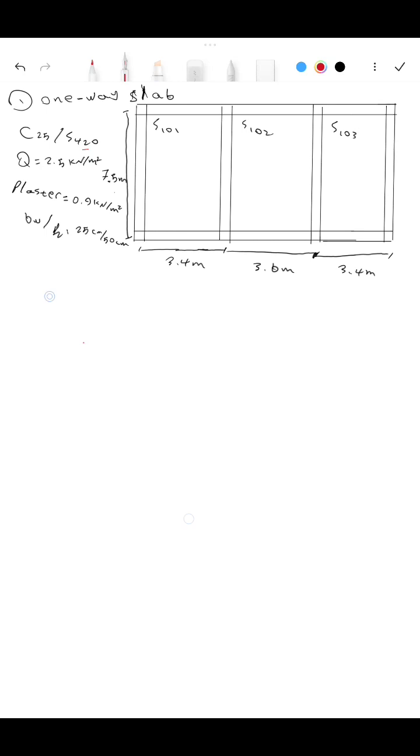Okay, so first point, S101 and S103, we will do them together. As I said, they are the same. So the m equals LL over LS. So the long length is 7.5 and the short length is 3.4. When we calculate it, it will be 7.5 divided by 3.4. It will be 2.21 approximately, and it's bigger than 2, so one way.